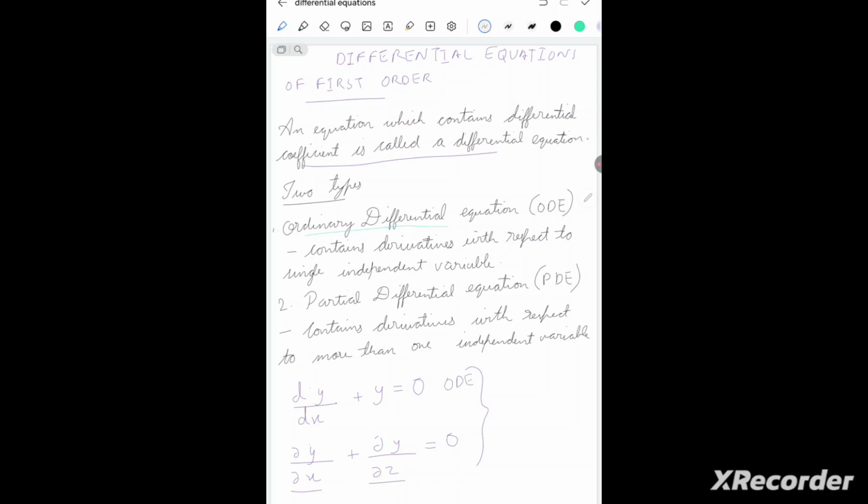Now the second one is partial differential equation. Partial differential equation contains derivatives with respect to more than one independent variable. Here the second example is the partial differential equation. It contains derivatives with respect to x and z. Both x and z are independent variables, and y here is a function of x and z.